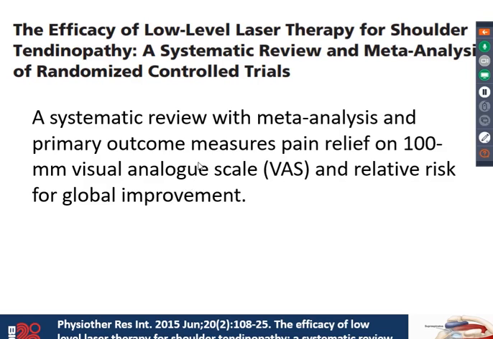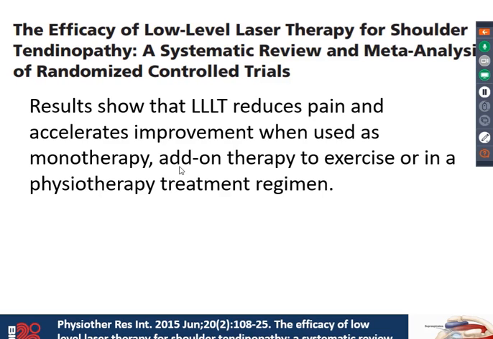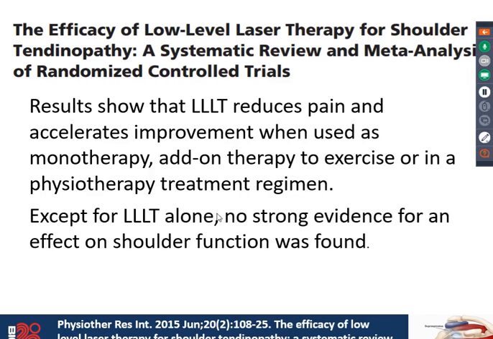This next paper was a systematic review with a meta-analysis, and the primary outcomes they were looking for, again, was visual analog scale pain and relative risk for global improvement. They looked at an overall 17 RCTs that met the inclusion criteria. And when they looked at the statistical analysis of laser therapy, they showed that it helped reduce pain and accelerated the improvement, whether it was used as a monotherapy or as an add-on therapy, as I just mentioned in the previous paper, to a physiotherapy treatment regime.